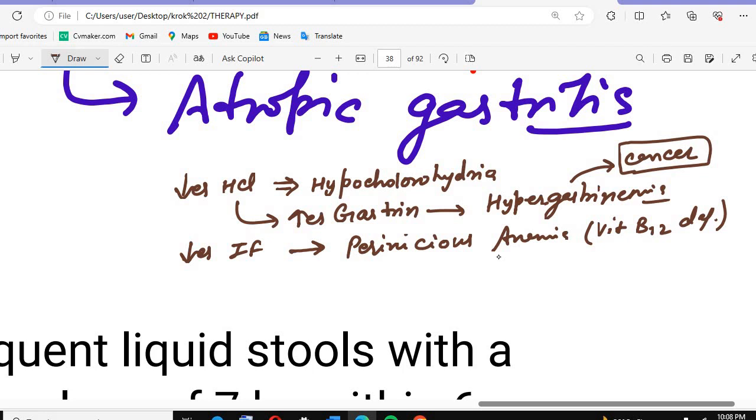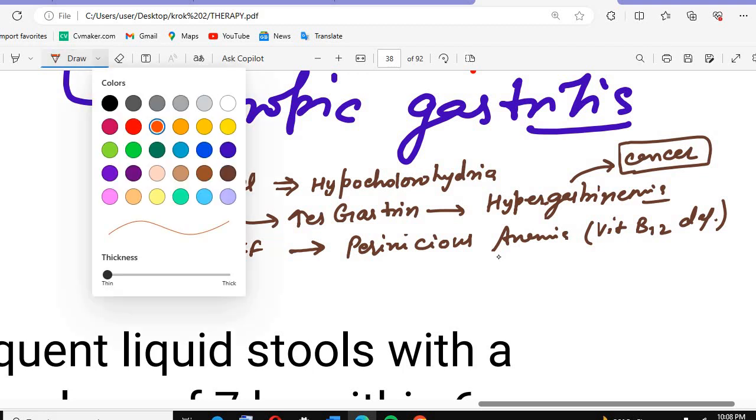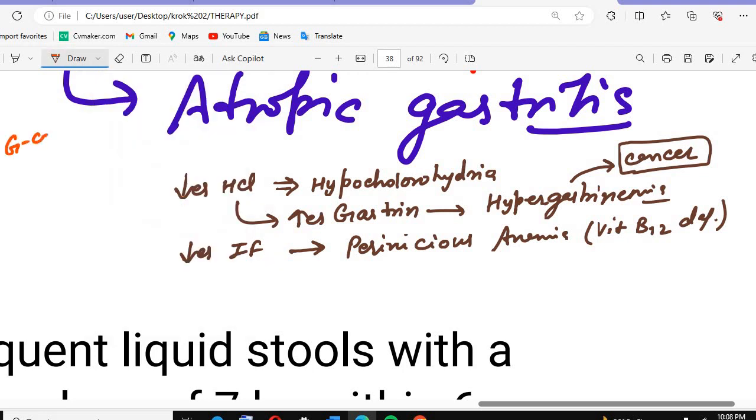Who produces the gastrin? Gastrin is produced by which cell? That is the G cell. The G cells are present in the antrum region, and they produce the gastrin.